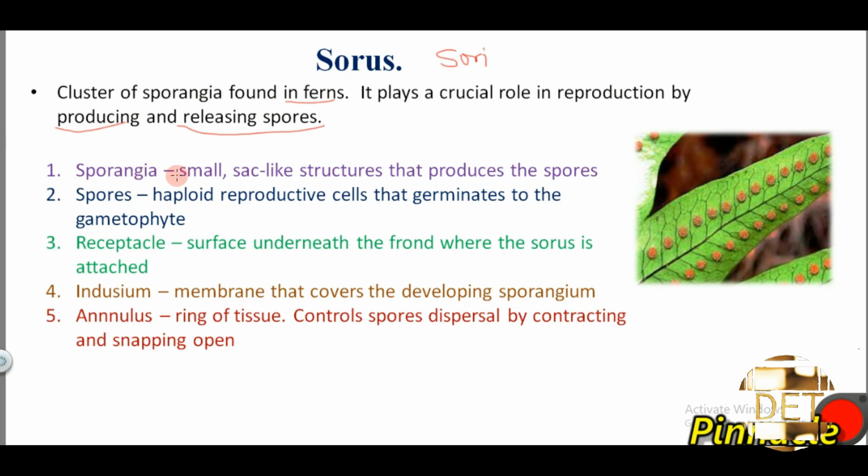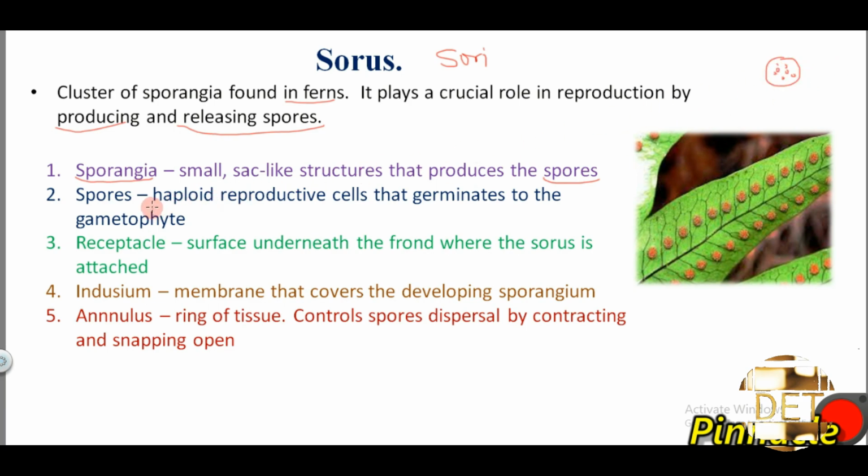The sporangia, we've already looked at that before. They are small sac-like structures that produce spores. So the sporangia is just like this, and they contain a lot of spores, right? So the sporangia is responsible for the production of what? Of spores. Then we have the spores themselves. The spores are inside the sporangia, right?